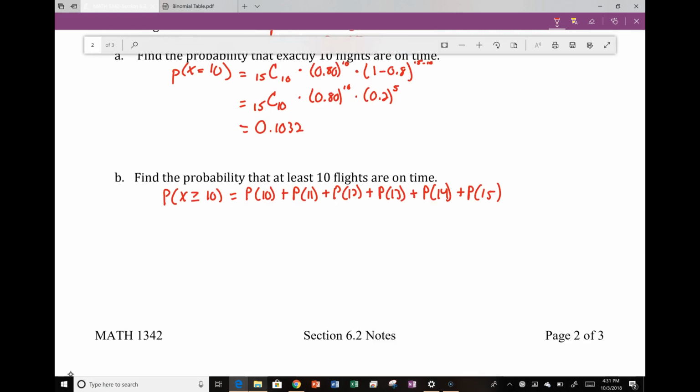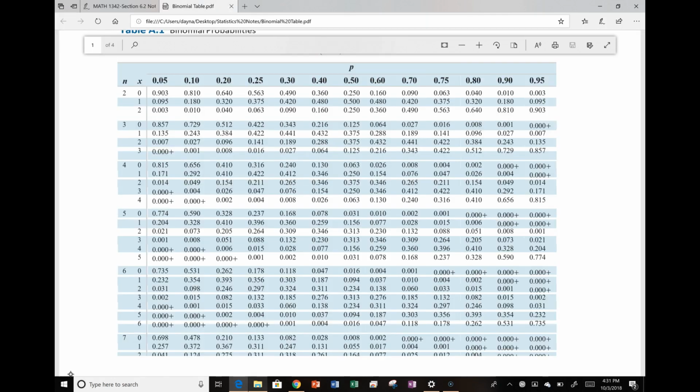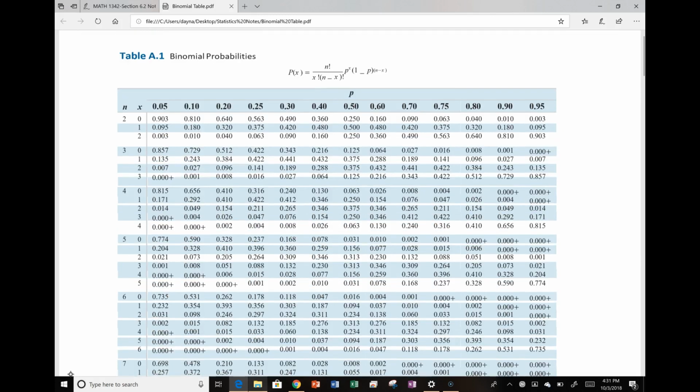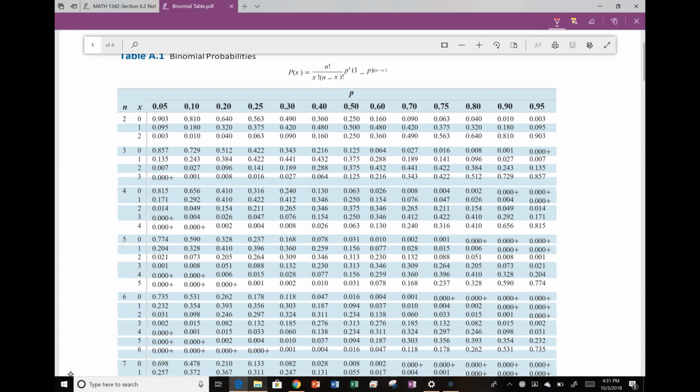And I would do the same formula for each one of these and then add up the values. Well, that's a lot of adding, to be very honest with you. So what we can do is there is a binomial table. It is table A1. It's either in the back of your book or one that I gave you.